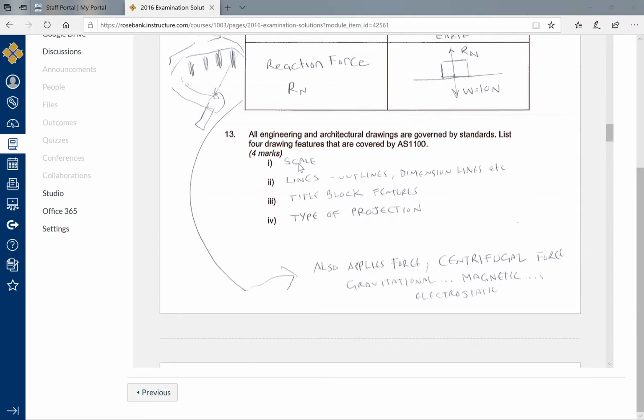Okay, so AS 1100 governs the type of scale that's used in drawings, the lines, outlines plus dimension lines, title block features, and also the type of projection. So for orthographic projection, for AS 1100, we always use third angle projection, whereas in Europe they use first angle.